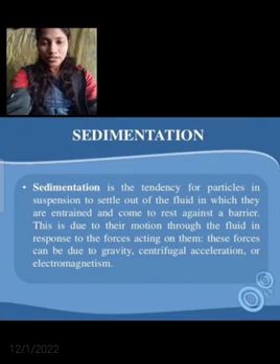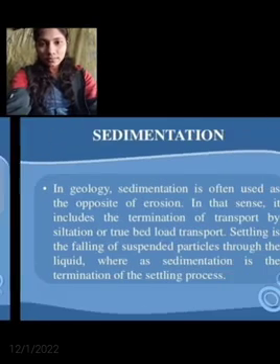Now, what is sedimentation? Sedimentation is the tendency for particles in a suspension to settle out of the fluid in which they are entrained and come to rest against a barrier. This is due to their motion through the fluid in response to the forces acting on them. These forces can be due to gravity, centrifugal acceleration, or electromagnetism.